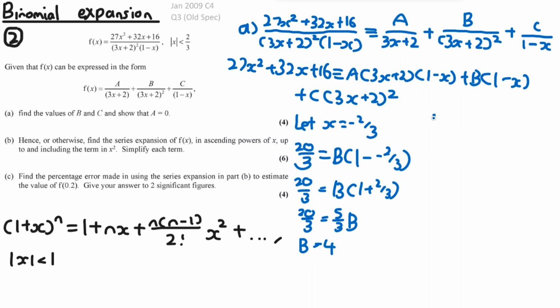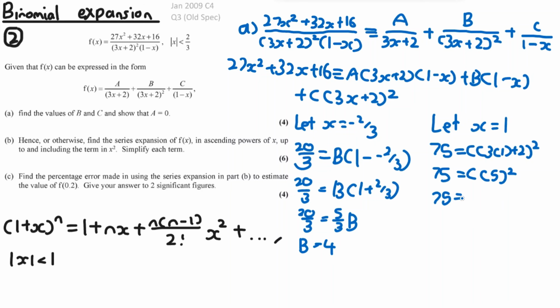And then we're going to let x equal to 1, so therefore this bracket becomes 0 and cancels out. So it's going to be, first of all, if you sub x is equal to 1 into here, you get 75 is equal to, and this cancels out and this cancels out, just leave with c of (3 times 1 plus 2) squared. So therefore it's 75 is equal to c of (3 plus 2), so it's going to be 5 squared. So therefore it's going to be 75 is equal to 25c, so therefore c is going to be equal to 3. So b is equal to 4 and c is equal to 3.